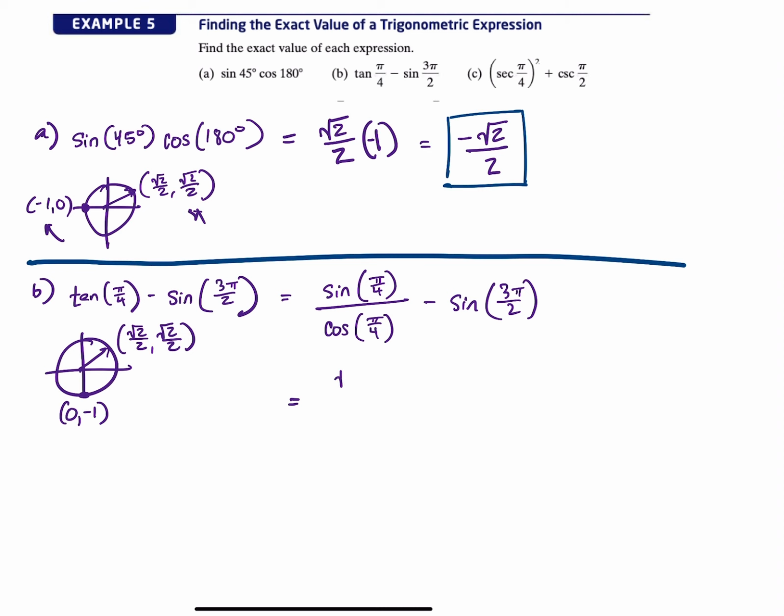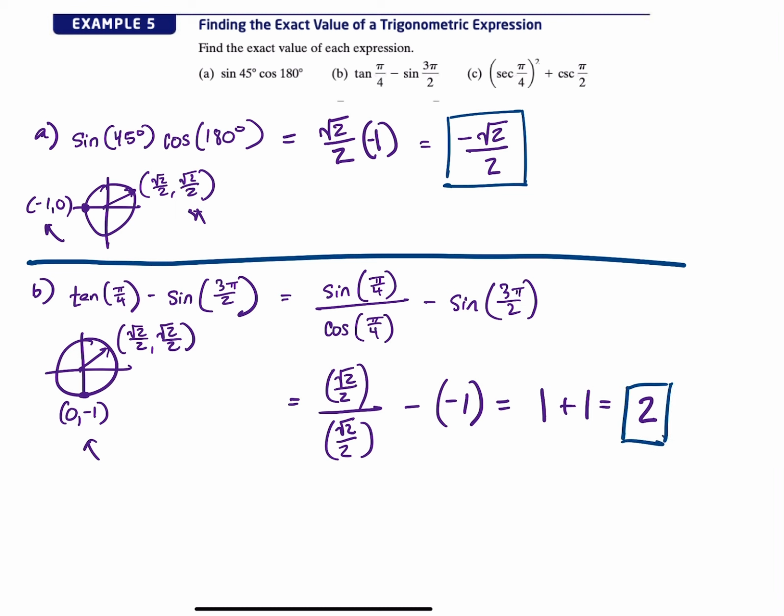Sine of pi over 4 is root 2 over 2. Cosine is also root 2 over 2. We saw earlier that the tangent was equal to 1 because these will cancel. And then we're subtracting the sine of 3 pi over 2, and sine is the y-coordinate, which is negative 1. So we're doing minus negative 1. Just got to be careful of that double subtraction. So this ends up reducing to 1 plus 1. Simplest of arithmetic, aka 2.